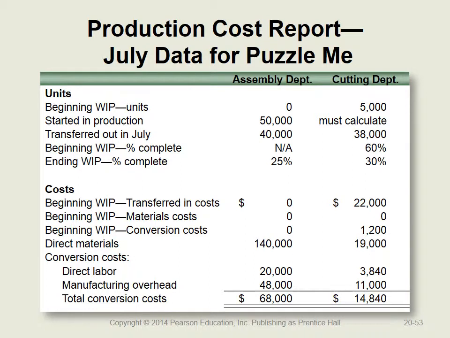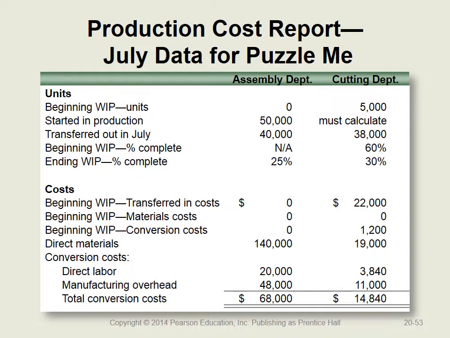Let's review the cost information presented earlier for Puzzle Me. The cutting department receives the puzzle boards from the assembly department and cuts the board into puzzle pieces before inserting the pieces into the box at the end of the process. Glued puzzle boards with pictures are transferred in from the assembly department at the beginning of the cutting department's process. The cutting department's conversion costs are added evenly throughout the process. The cutting department's direct materials, boxes, are added at the end of the process.